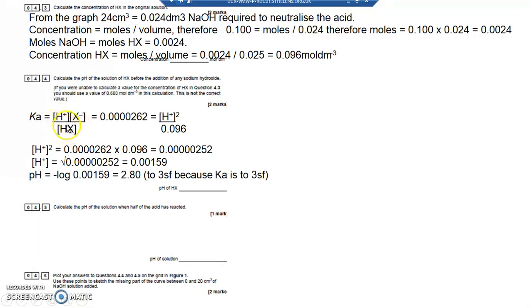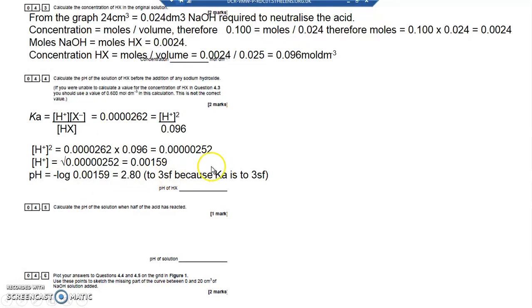If it's dissociating, splitting in half, every time I make an H⁺, I must make an X⁻. So the concentration of H⁺ equals the concentration of X⁻, and I can simplify it to [H⁺] squared. I know the concentration of HX, 0.096, which I've just worked out, and I know my equilibrium constant. H⁺ squared equals these two numbers together. Square root it, 0.00159. pH equals minus log of it, 2.8.